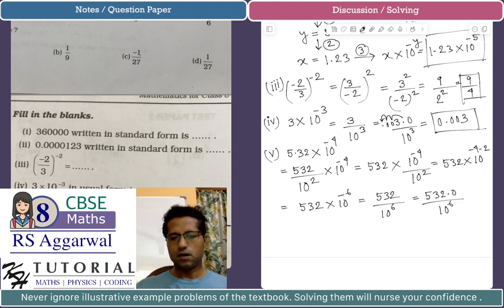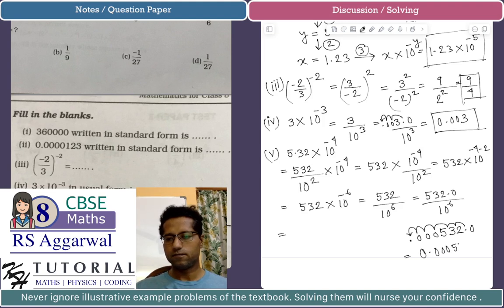So when you shift the decimal point in 532.0 six places to the left, it becomes 1, 2, 3, 4, 5, 6. The last jump is the position of the decimal point, and in between we have 3 gaps. We will fill them with zeros. So this becomes 0.000532. So the number in usual form of the given number is 0.000532.